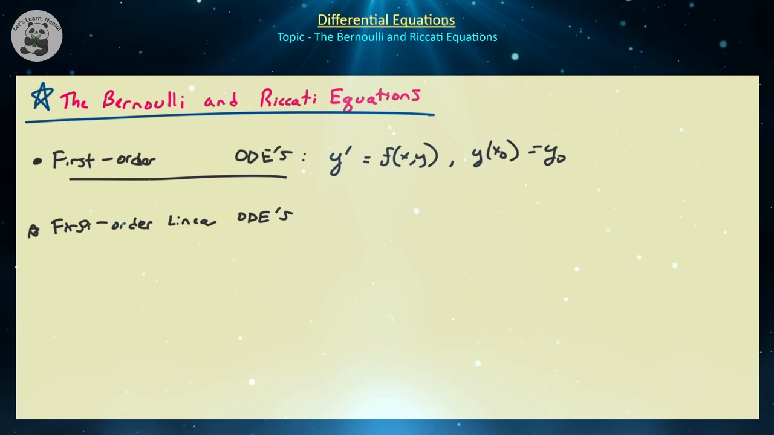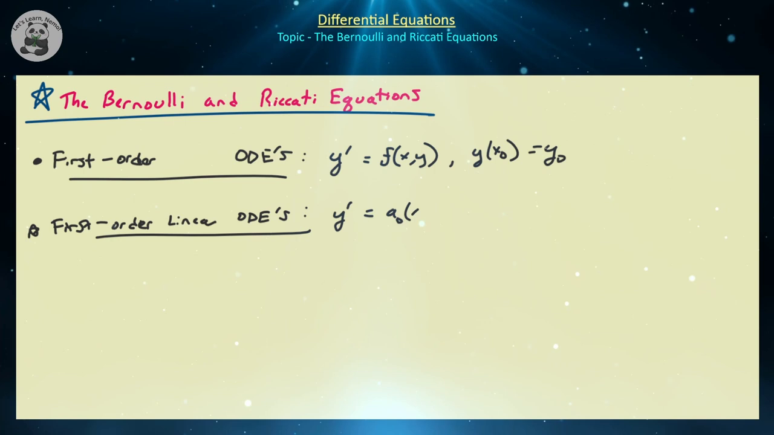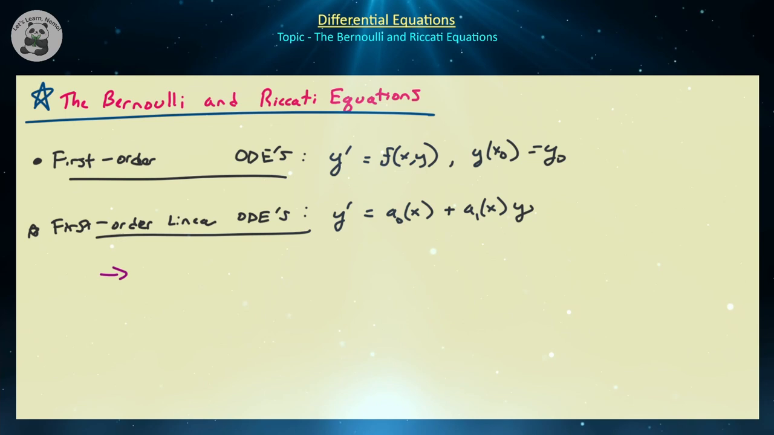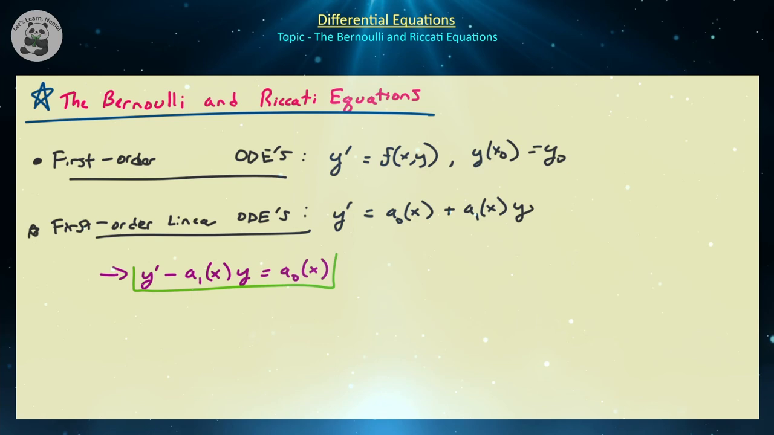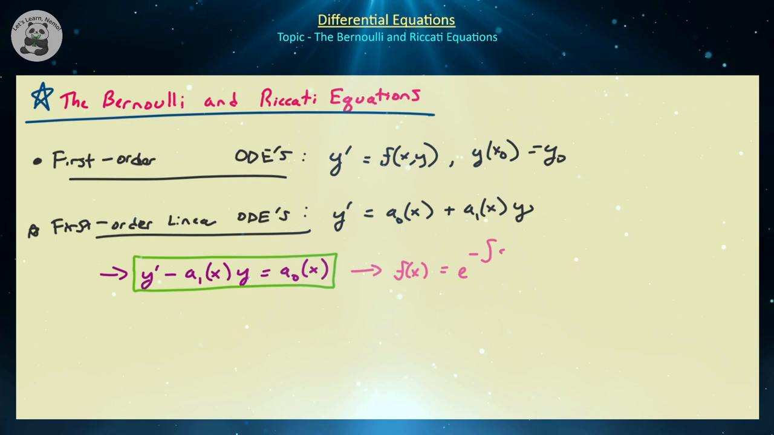We can always write them in the form y prime is equal to a0(x) plus a1(x) times y. So how can we solve this? Let's just do a quick review. We can always write this structure in the form y prime minus a1(x) times y is equal to a0(x), and this is usually what we call the standard form of the first order linear equation. So we can multiply both sides by an integrating factor, in particular f of x is equal to e to the minus integral of a1(x) with respect to x, and choose the arbitrary constant c to be equal to 0.